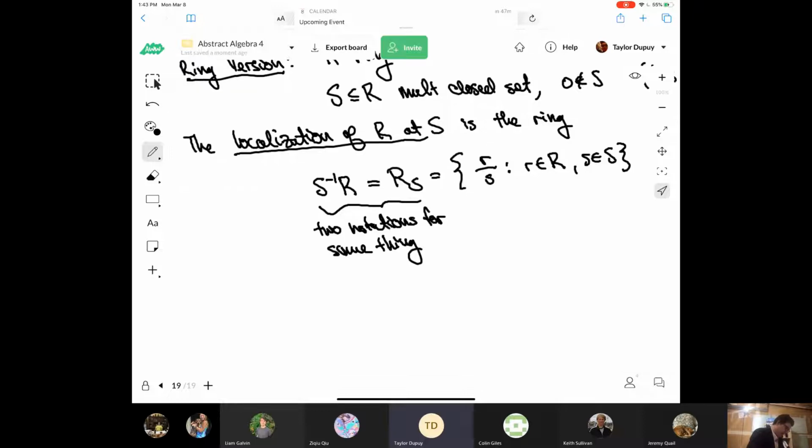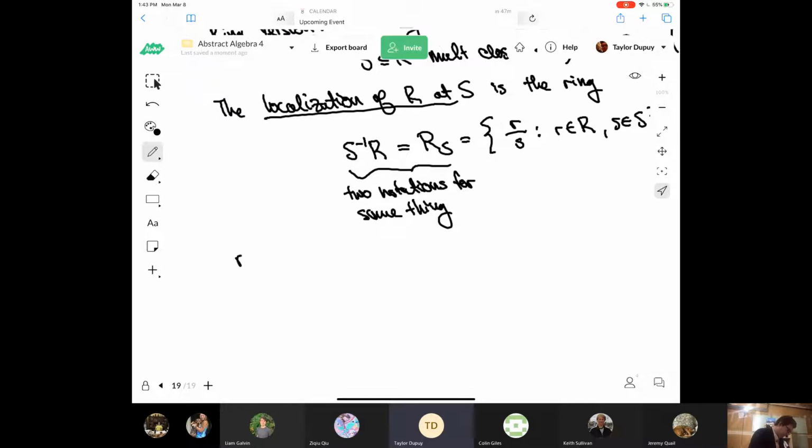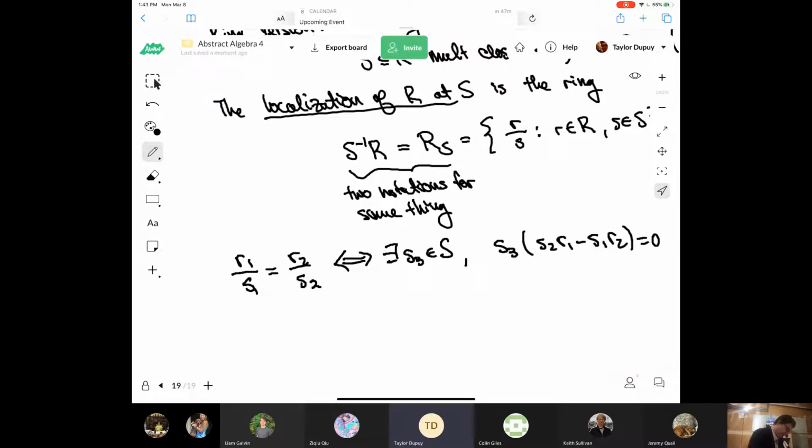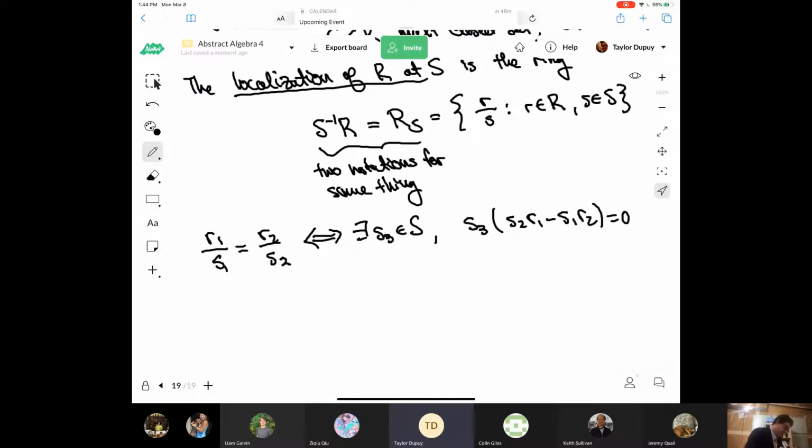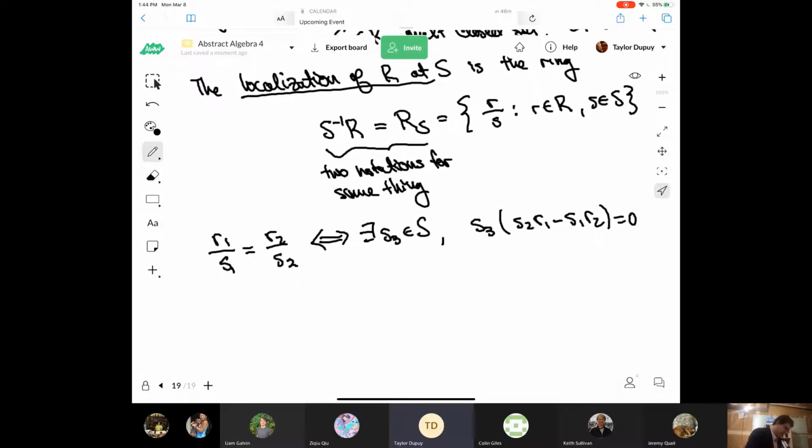Okay, and we have that r1 over s1 is equal to r2 over s2 if and only if there exists some s3 in S such that s3 times (s2 r1 minus s1 r2) is equal to 0. Okay, and then addition and multiplication work the same way.